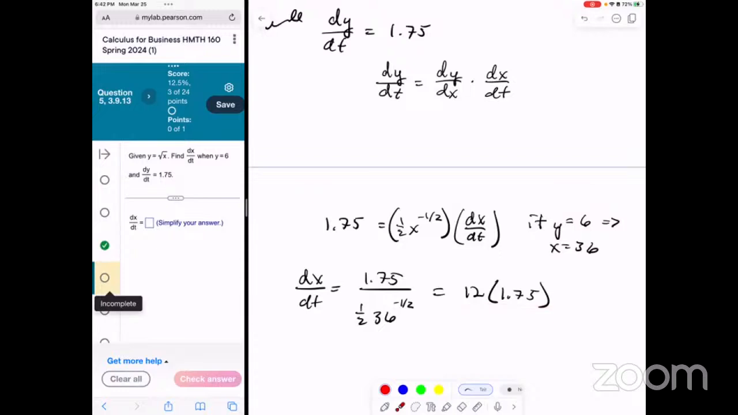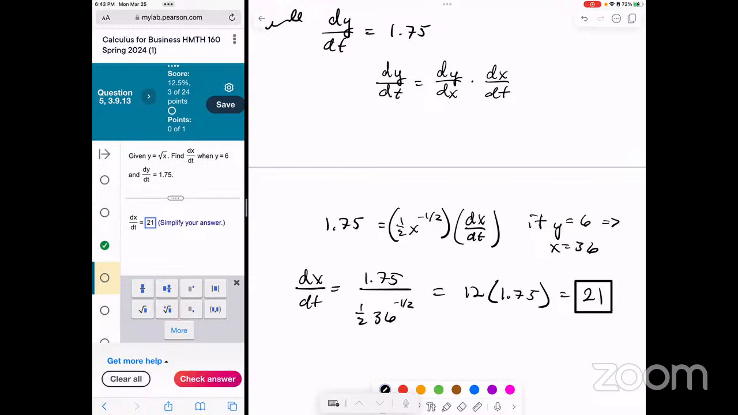Hey, Google, what's 12 times 1.75? 21. Okay, so that was an interesting one. Let's see, dx by dt looks like it's 21. Let's try 21. Okay.